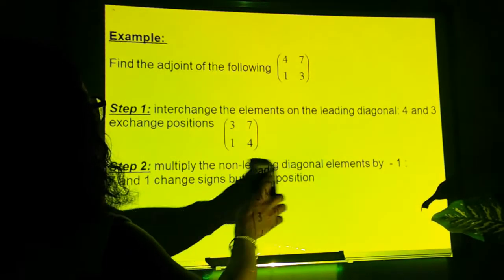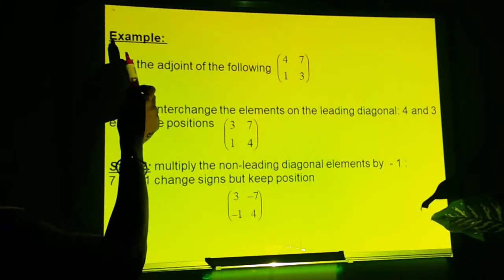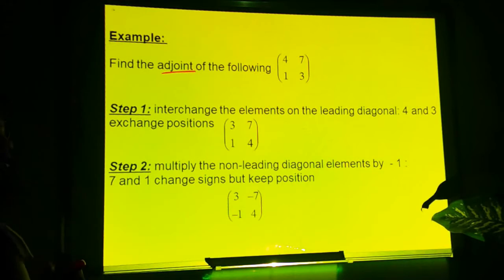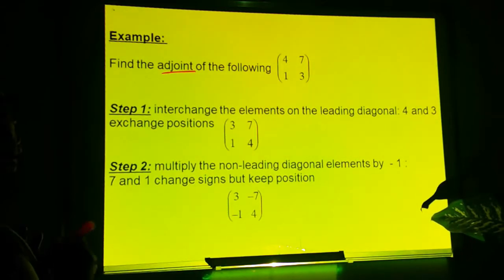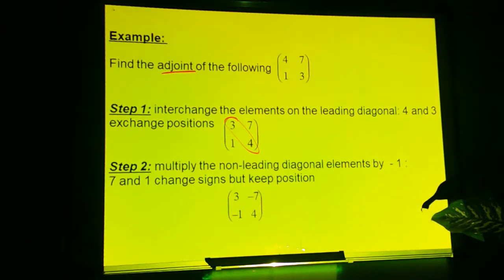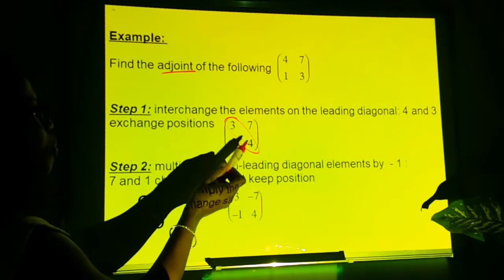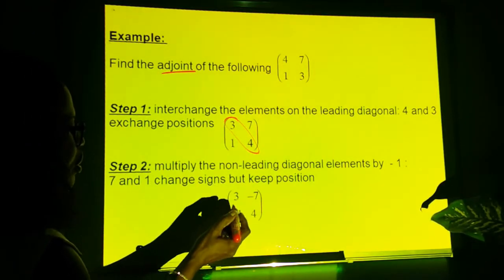An easy example. Find the adjoint of the following: 4, 1, 7, 3. All those numbers are positive numbers, as you can see. So step 1 says, for you to find the adjoint, the first thing you need to do is to interchange the elements of the leading diagonal. In other words, 4 and 3 exchange positions. So where the 3 was, you put 4, and where the 4 was, you put 3.